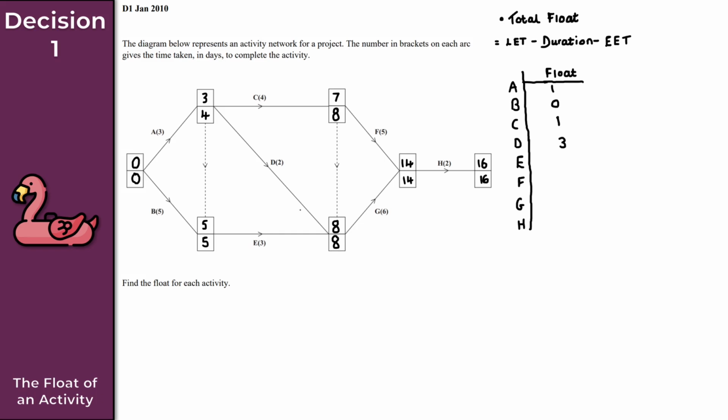Now for the next activity, that is activity E here, my late event time is 8, minus the duration, which is 3, so 8 minus 3 is 5, minus the early event time of 5. So the total float there is simply 0.